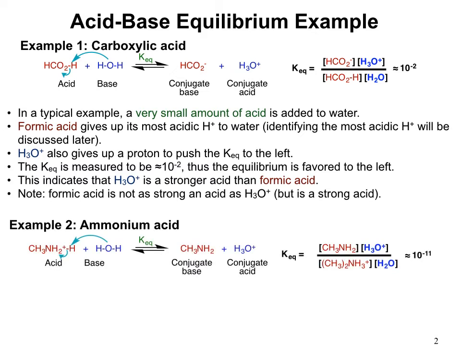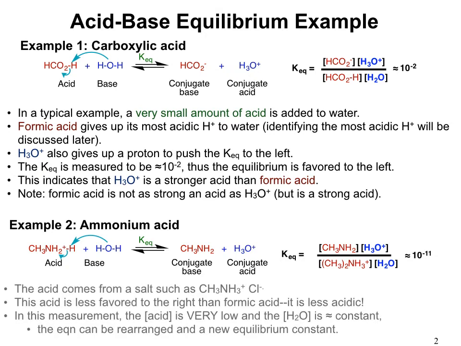But in that case, there's a significant amount of proton donation if it's an acid. Here's another example. We have an ammonium giving up a proton to water. I'm showing the arrows once again. We've got the conjugate base and the conjugate acid, and the KEQ, as I've shown before. In this particular case, the KEQ is approximately 10 to the minus 11. The acid could have come from a salt like this. The compound would be called methylammonium chloride, and we're not showing the chloride because it's a spectator in this particular case, and so we're only showing the acid component of that reaction.